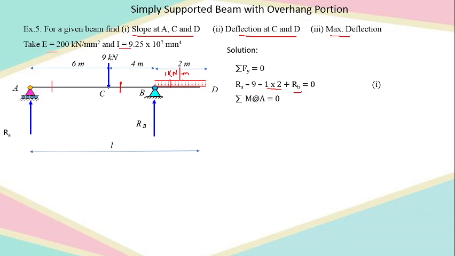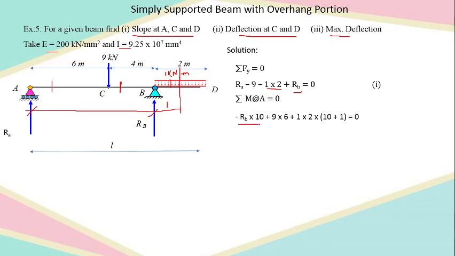And the moment of this particular UDL will be, how much will it be? 1 into 2 into, see here, if I am going to take the moment of all these things, 1 intensity multiplied by length shall be acting at a distance of 1 meter. So how much will be this total distance? 6 plus 4 plus 1. Is it okay? So that will be the total distance, means 11. So let us do that.